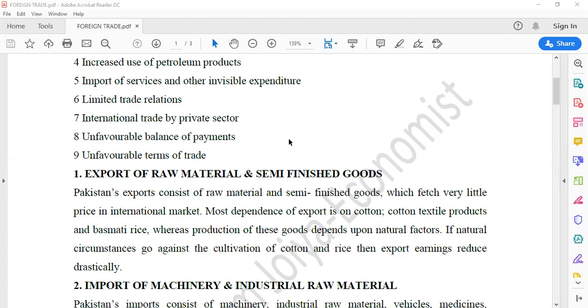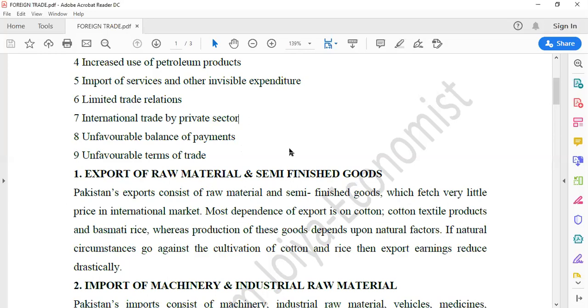Sixth is limited trade relations. We have limited trade relations with international countries. We do not have exposure to the markets which are beneficial to Pakistan. We only have trade relations with a few famous countries like UK, US, Middle East. Because of these limited trade relations, our trade is in deficit. We are unable to send our products to the markets where we can get a high amount of benefit.